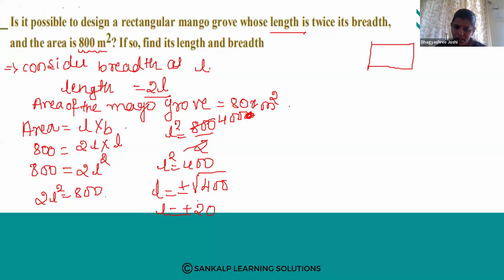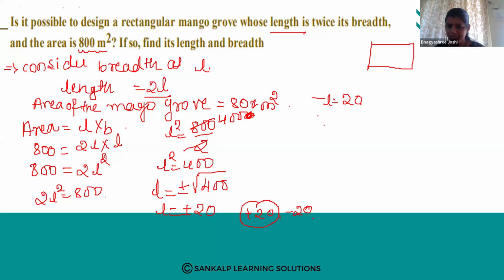Okay, so if you write like this, what is the meaning of that plus or minus? One value is plus 20 and another value is minus 20. Here we considered length and breadth. So length cannot be negative, breadth cannot be negative. Therefore we are going to take only the positive value. That means here we are considering only plus 20. So L is equal to 20.